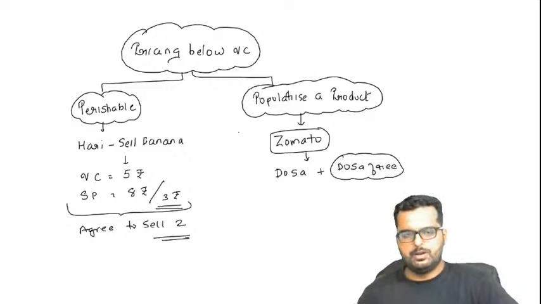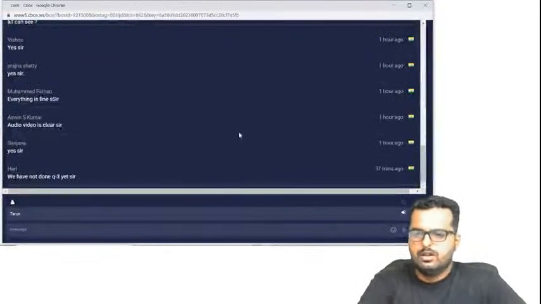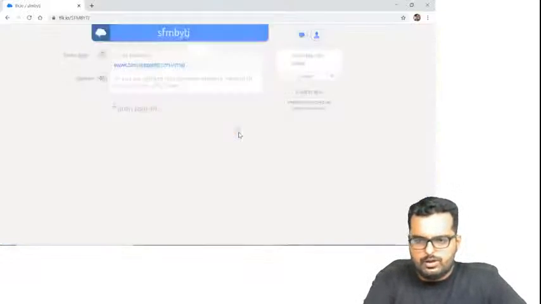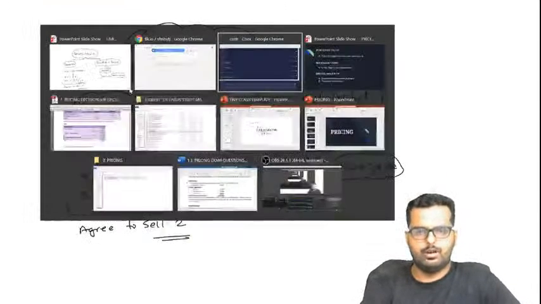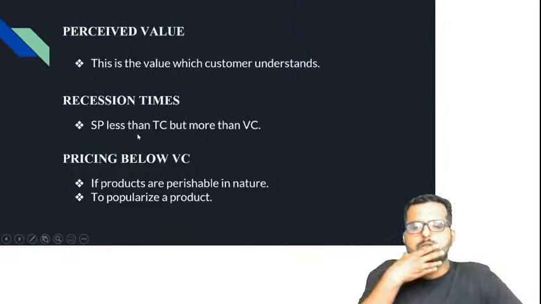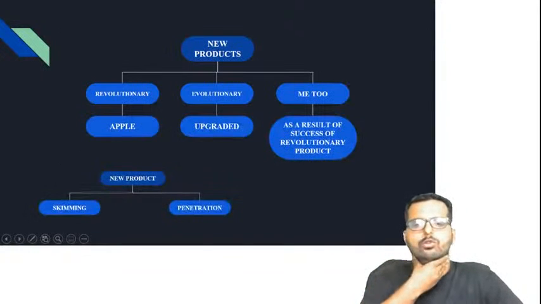Alright friends, have you all put up the clear in your book? So we are done with this part also. Let me check if there are any doubts coming up. No doubts. I'll go to the next one now. Okay. So pricing below variable cost also we have done.